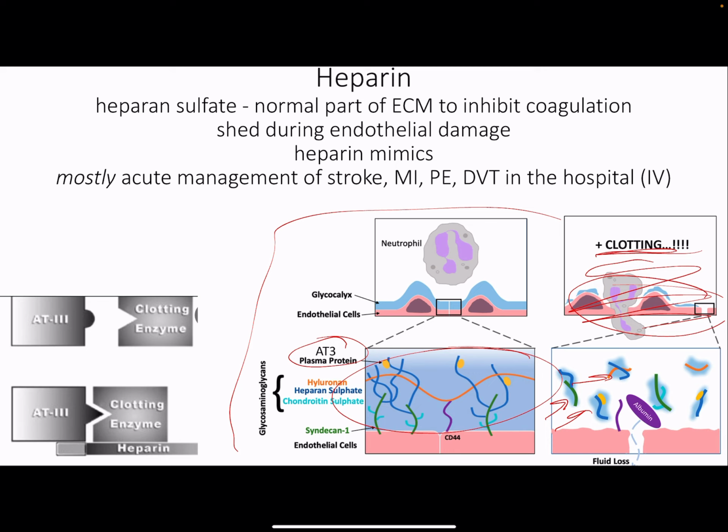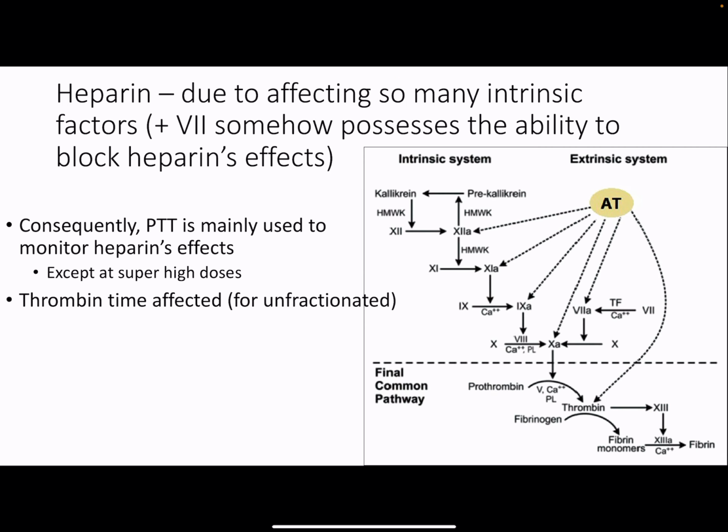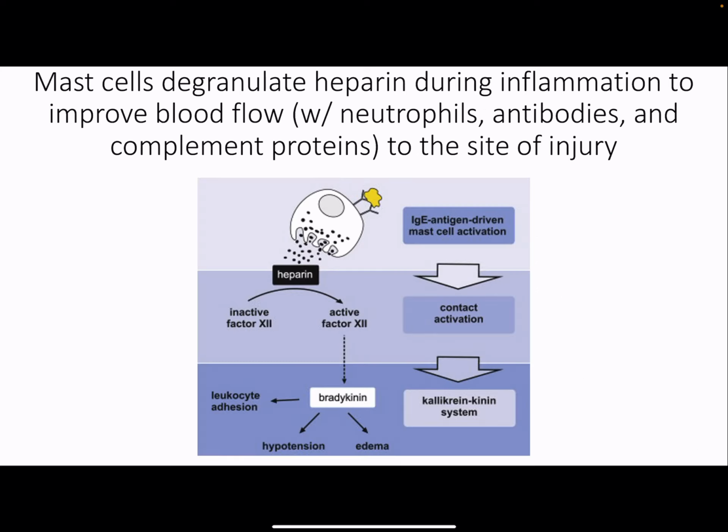So how does heparin work? Heparin just mimics heparan sulfate. Go figure. And this can be prophylactic. There's different ways we can use this, but mostly I would say this is an acute management of stroke, myocardial infarction, pulmonary embolism in a hospital setting. Yeah, it inhibits tons of coagulation factors. We'll come back to that in a second.